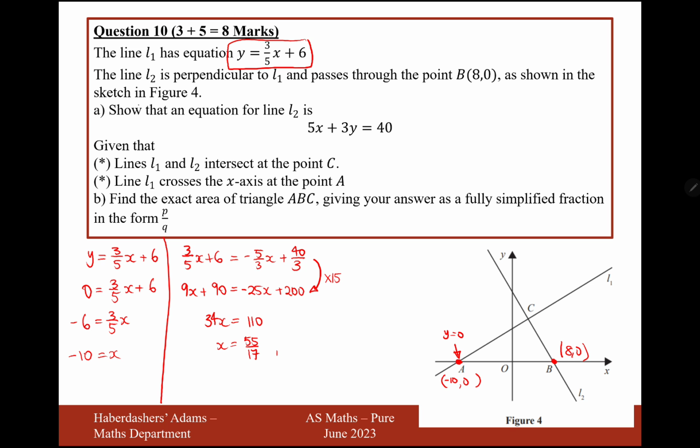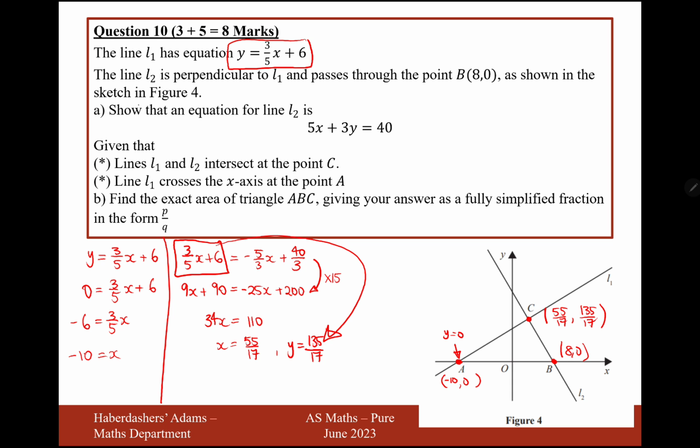What we're going to do now is we're going to substitute that into one of the equations. Let's substitute it into this one to work out its y-coordinate. So I'm going to do 3 over 5 times 55 over 17, add 6. So it's on my calculator at the moment, times 3 over 5, and then add the 6. And we get y is 135 over 17. So this coordinate over here, C, is (55 over 17, 135 over 17).